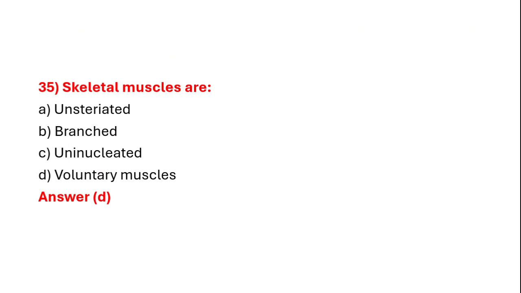Question number 35. Skeletal muscles are. Option A, unstriated. Option B, branched. Option C, uninucleated. Option D, voluntary muscles. Correct answer is option D, voluntary muscles.